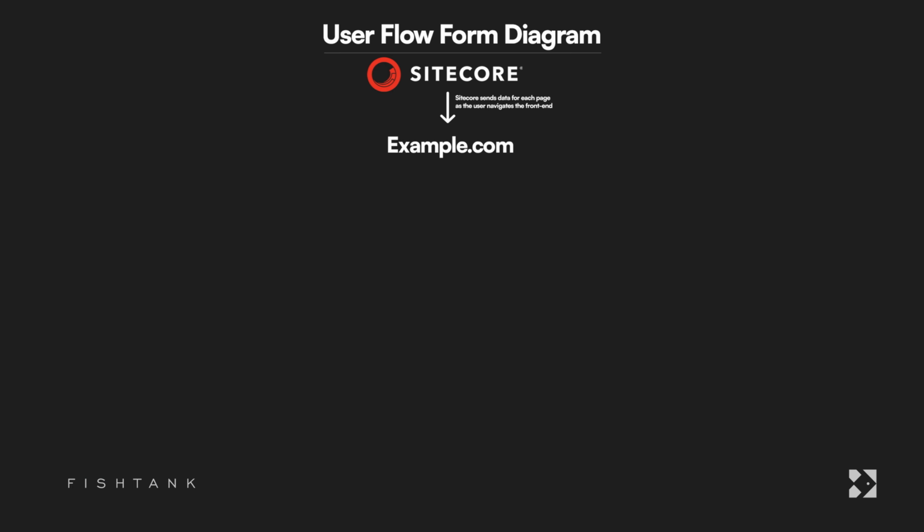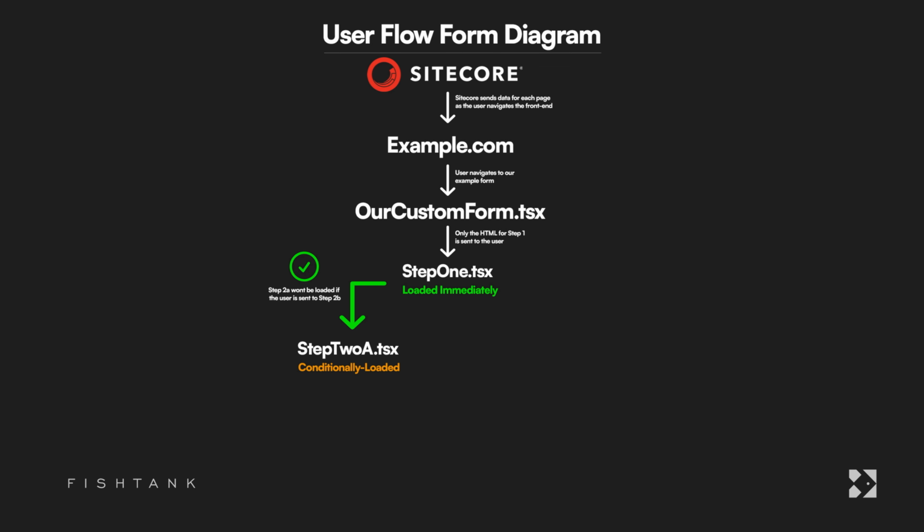So how does the user flow work? Well, step 1 is that the user's going to come to the website and Sitecore is going to send the data for each individual page directly to your website. And the user's then going to navigate to our complex form, right? So our custom form here. Once the user arrives at the form, they're going to essentially get only the HTML sent to them from step 1, right? We're not going to send them all of the steps. We'll just send them step 1 and it's loaded immediately, right?